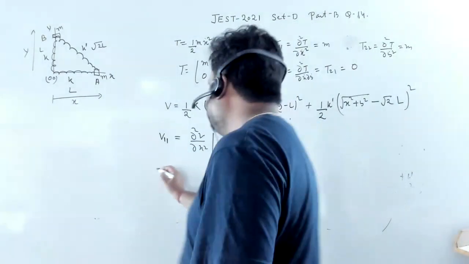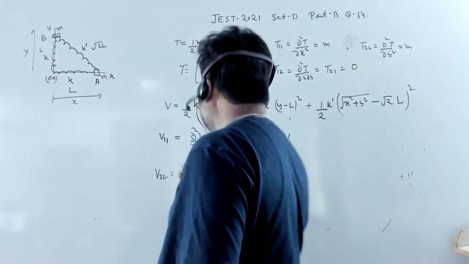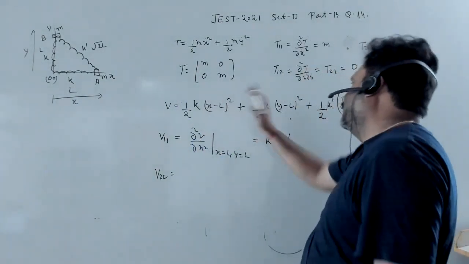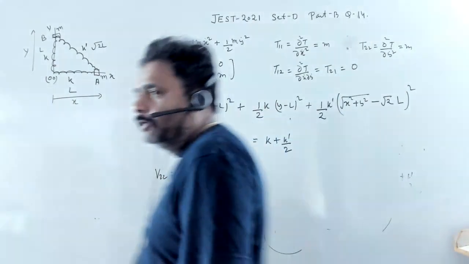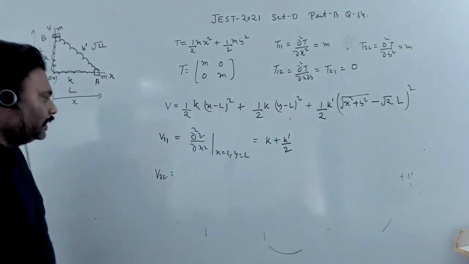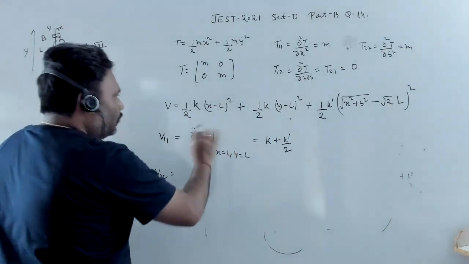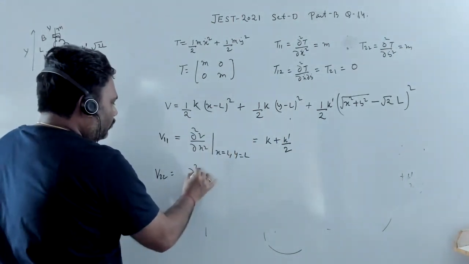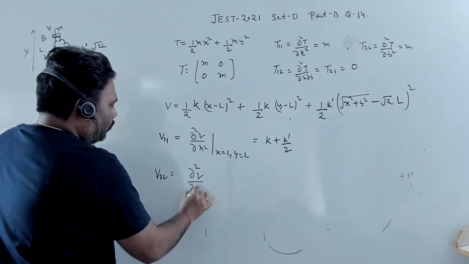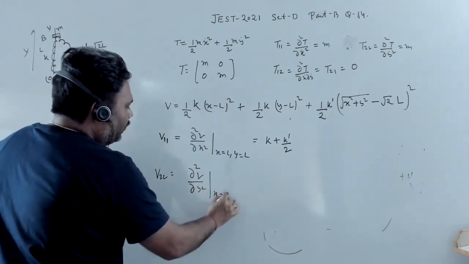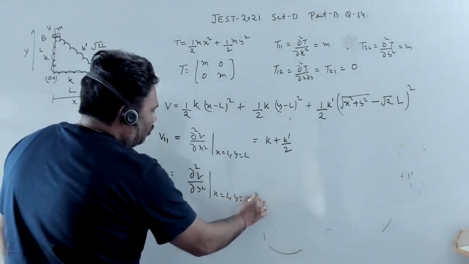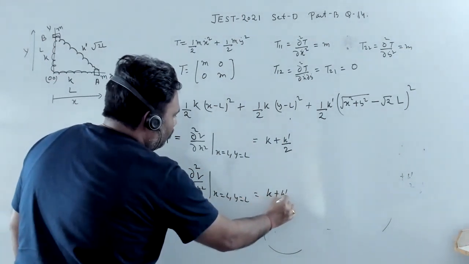Similarly, we can write V22. If you are replacing x with y, there is not anything going to change. So this is just a symmetric value, symmetric in x and y under exchange of coordinates. So del square V upon del y square at the point x is equal to L, y is equal to L will be again the same value.